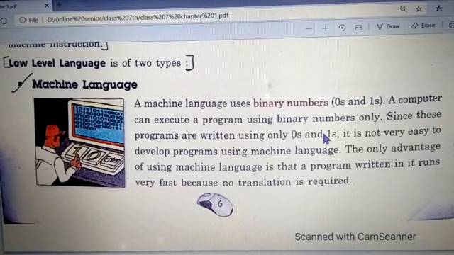It is not very easy to develop programs using machine language, because we don't use machine language on a daily basis, so it is very difficult. The only advantage of using machine language to write a program is that it is very fast, because the computer can directly understand it. It doesn't have to change it into its own language and then understand, because it is already in machine language, zeros and ones. So this language is faster.